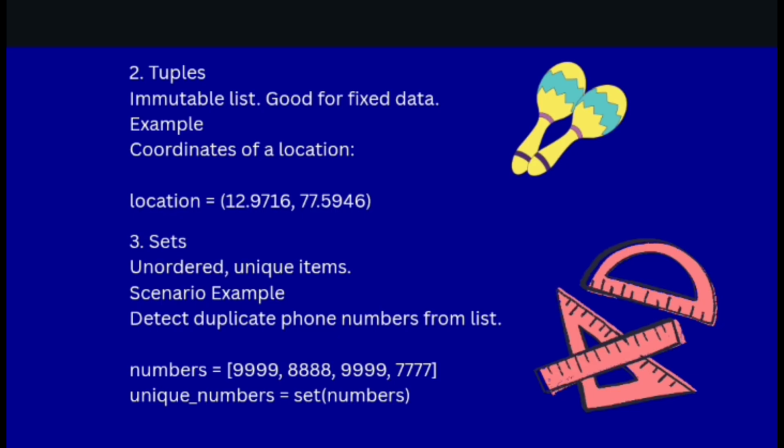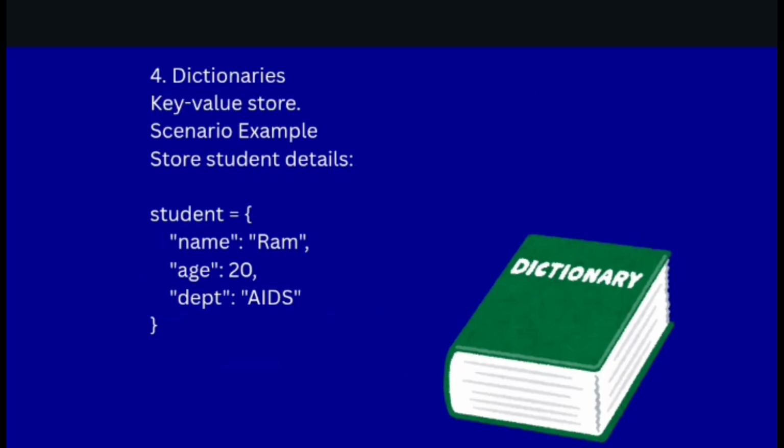Tuples are nothing but an immutable list, like location, values, time, date, that are fixed data. It cannot be changed, that is what is used in tuples. And sets are nothing but unordered unique items, no repeated items, and it is unordered. For example, a set of numbers. We can delete duplicate phone numbers from a list. These are the scenario examples of tuples and sets.